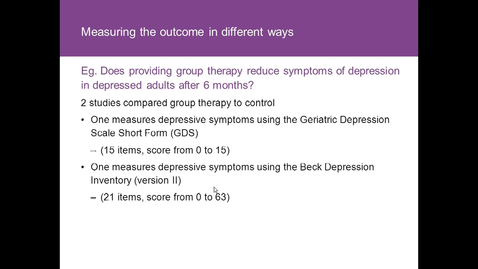One study measures depressive symptoms using the Geriatric Depression Scale, short form. This is a measure from 0 to 15, where there's 15 questions and each question has a score of 1 or 0. The second study could use the Beck Depression Inventory, version 2, which has 21 items and a total score that ranges from 0 to 63. So each question gets a score of 0, 1, 2, or 3.